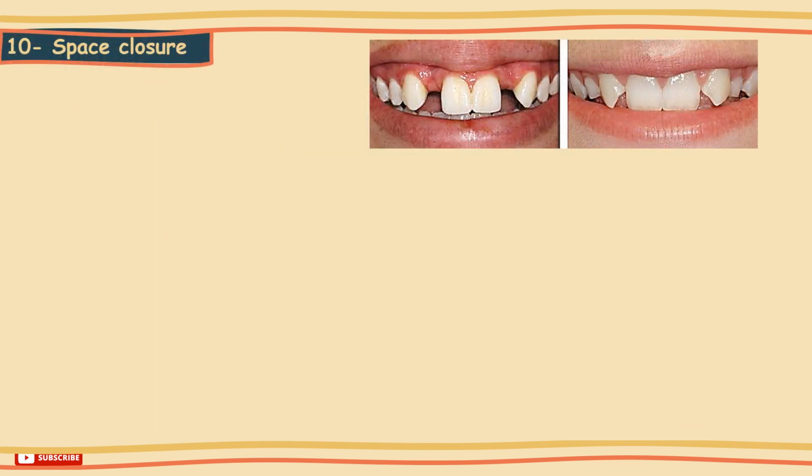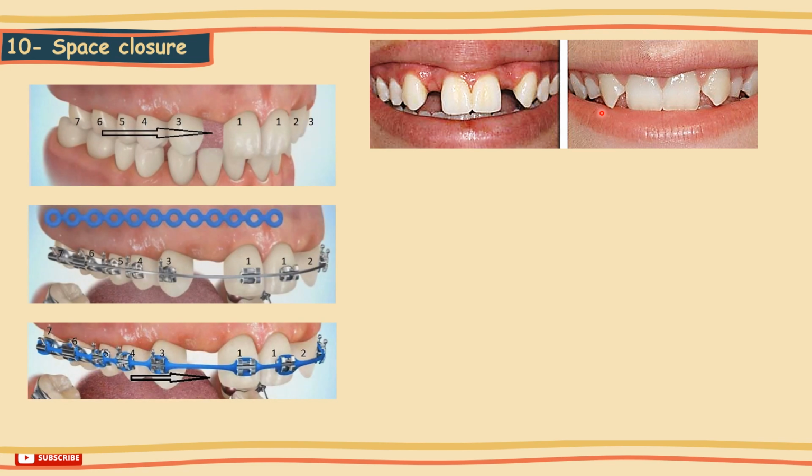Number 10. Space closure. In the presence of crowding elsewhere in the arch, space closure can be facilitated by early extraction of primary teeth on the affected site. Therefore, the earlier the decision is made to close the space, the better. Active space closure requires a fixed appliance to achieve correct axial inclination.